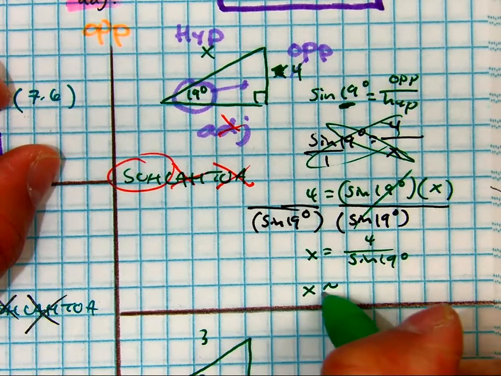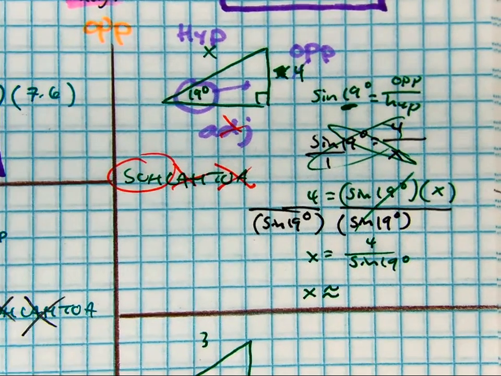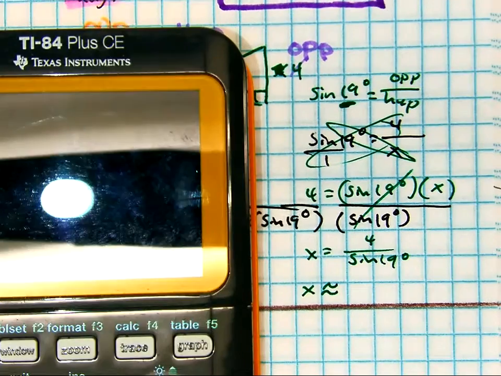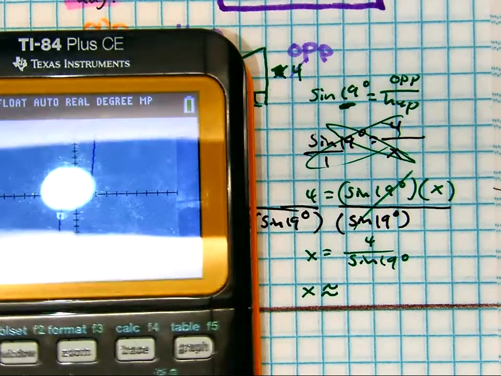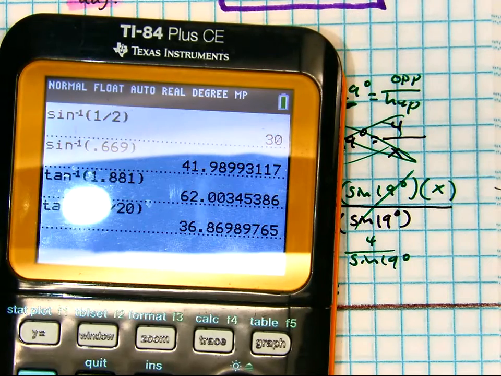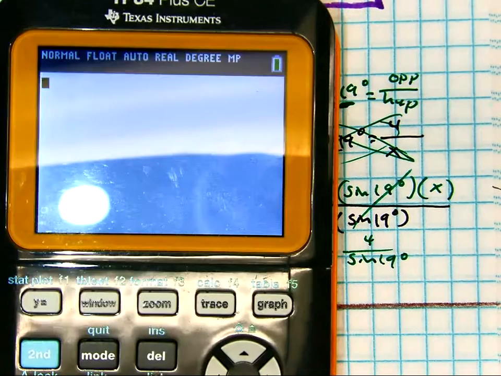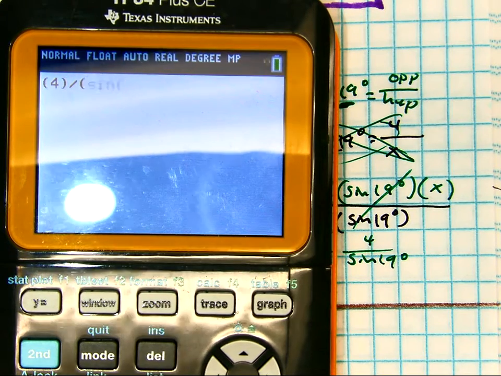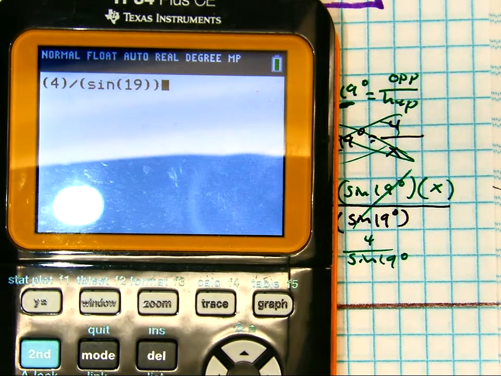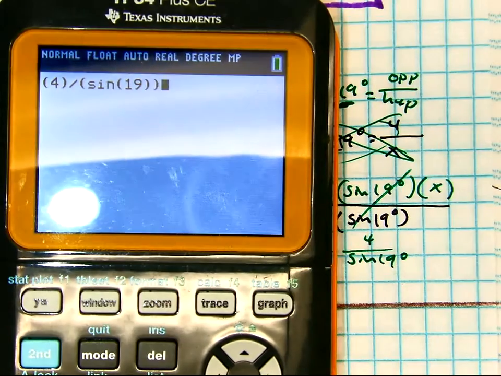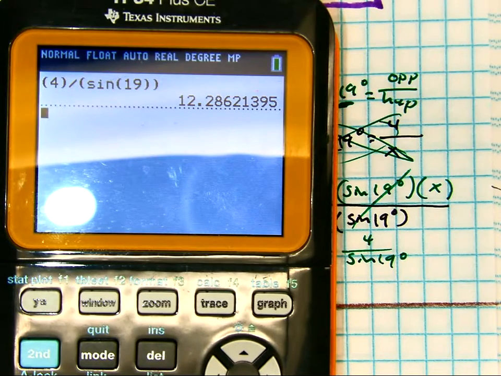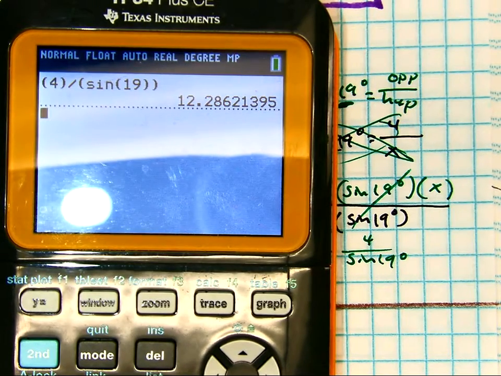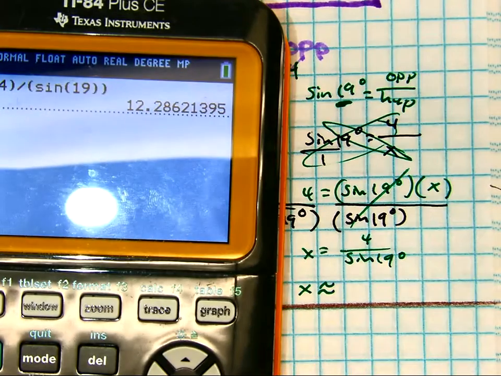Let's go ahead and put that into our calculators. I'm going to have 4 divided by, use extra parentheses, sine of 19. Make sure my calculator is on degree mode. Round to the nearest tenths. It doesn't tell you, so it's not wrong how you round. Approximately 12.3.